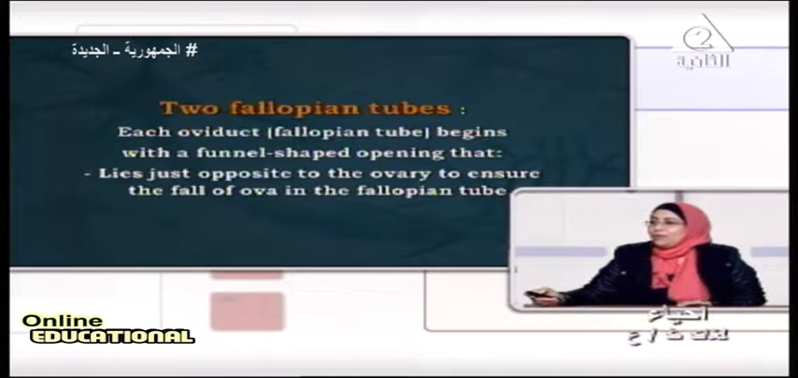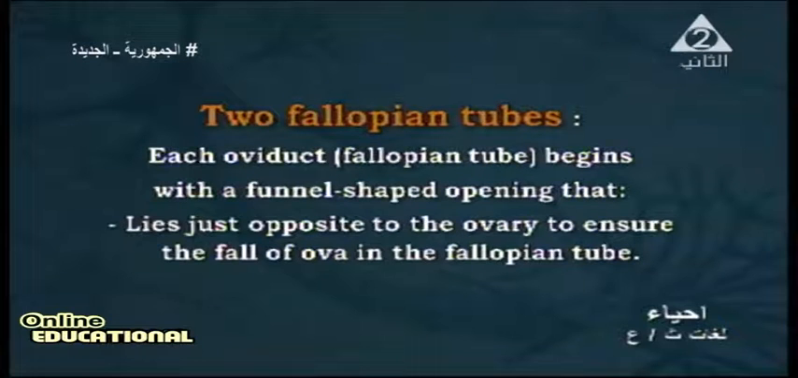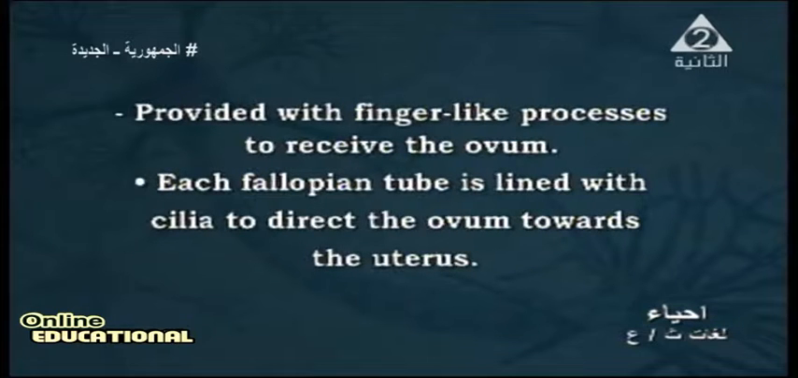What are the two fallopian tubes? Each fallopian tube has a funnel shape, like a funnel. This tube can pick up the ovum from the ovary and push it inside the fallopian tube to go inside the uterus. Okay, this is the structure of the fallopian tube, provided with finger-like processes. These fingers contain cilia, which receive the ovum, and each fallopian tube is lined with cilia to direct the ovum toward the uterus.